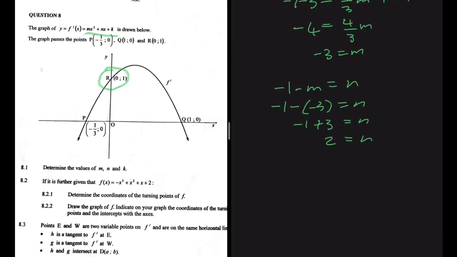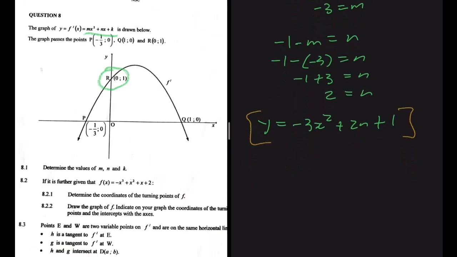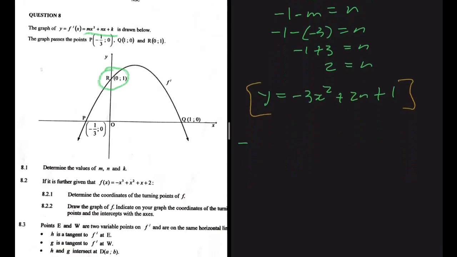So our equation now is y is equals to minus 3x squared plus 2x plus 1, right? We have determined the value of k. We have determined the value of n and m. Let's move to the second question, 8.2.